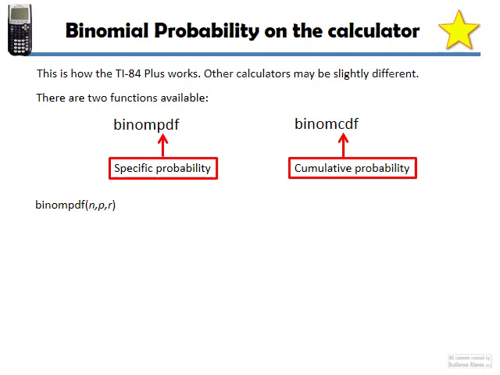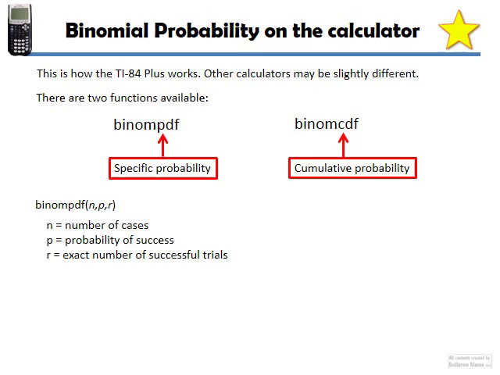So in binompdf, remember I'm putting the number of cases, the probability of success, and the exact number of successful trials that I want. For example, I'm rolling the dice 3 times, 1/6 is the probability that I get a 4, and I'm going to put that I need exactly 2 fours, and then I get my result.